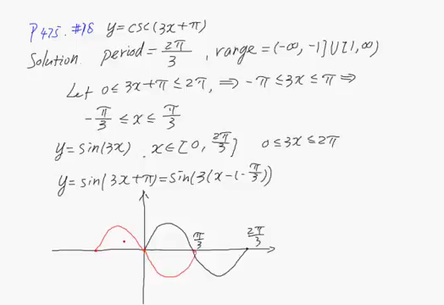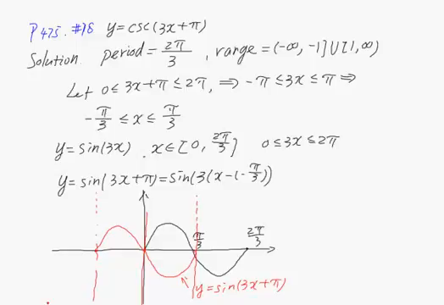Okay. So this red one is the graph of y equals sine of 3x plus pi. Now, at the points where sine of 3x plus pi equals 0, we have the vertical asymptotes for y equals cosecant of 3x plus pi. Let's draw the vertical asymptotes. So you have the vertical asymptotes here, and here, and here, right?